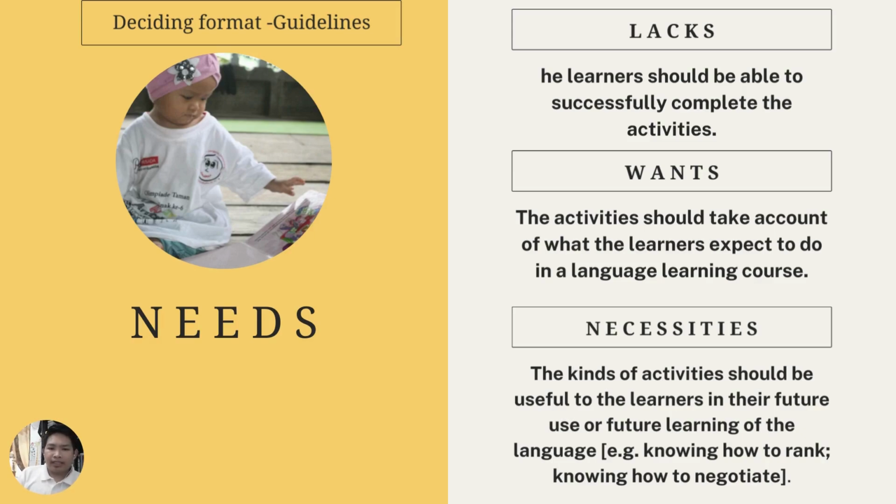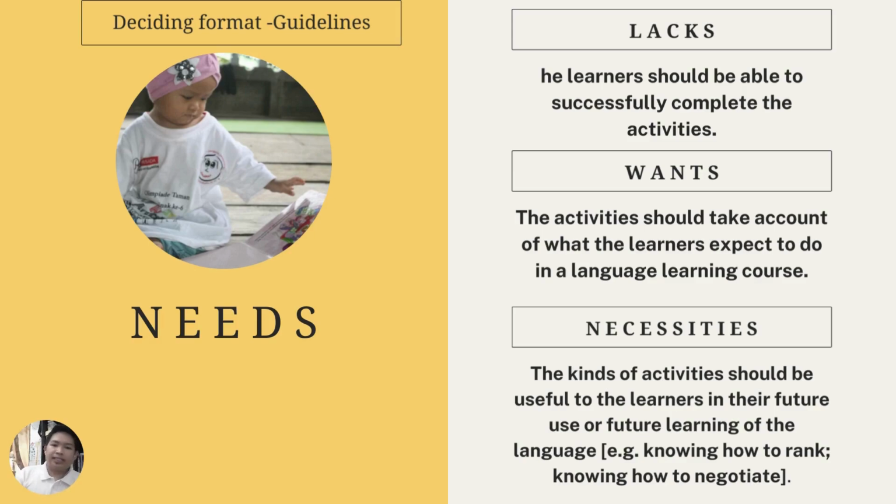And the next is wants. The activity should take account of what the learner expects to do in the learning course. In many cases the student didn't know the learning objective of the course. So the student has to know what they are going to do and what they are going to achieve in the lesson.